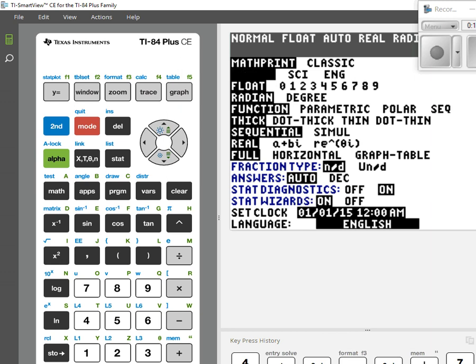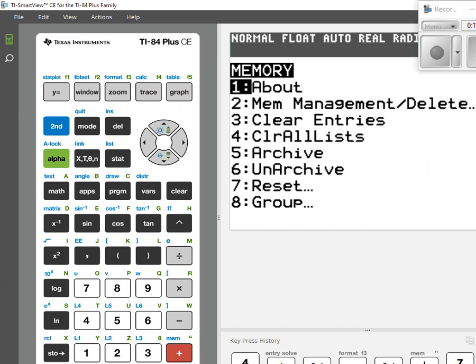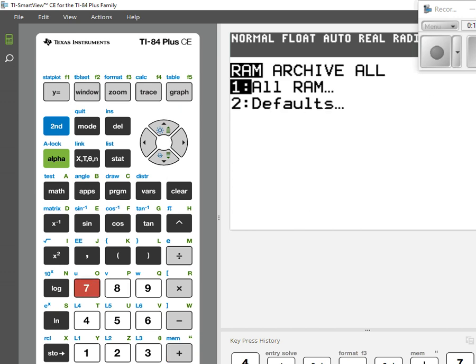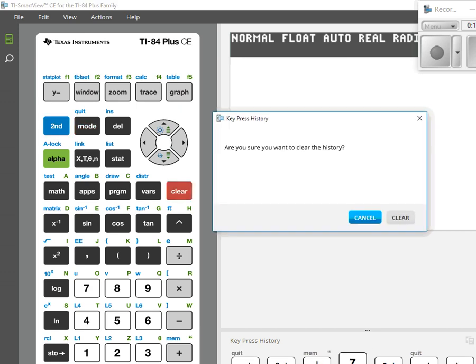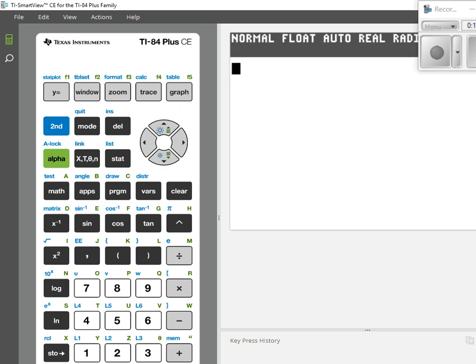But does everybody remember how to do this again? Second, memory. Then you go to number 7. You reset the defaults, and then you press number 2. I'm not going to do that because I don't want to screw up anything I just did. Okay. So I'm going to clear this.